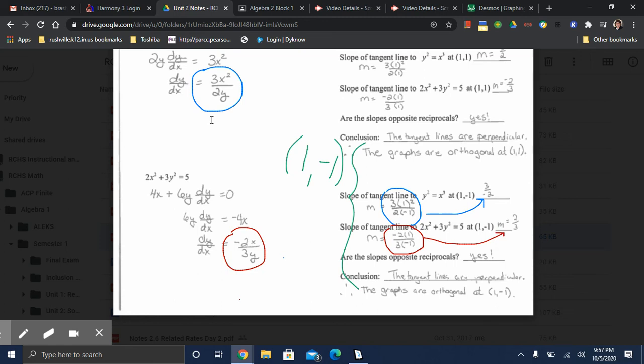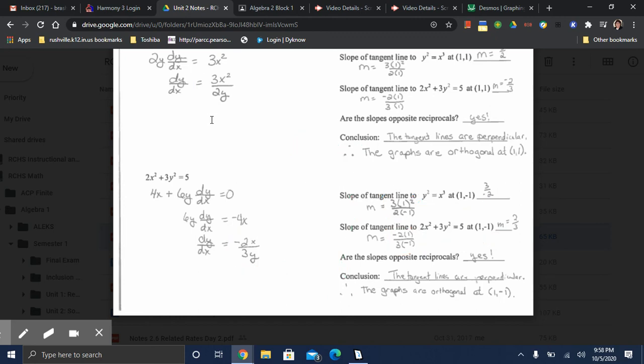So are those opposite reciprocals? Yes. Negative 3/2 and positive 2/3 are. And so therefore the tangent lines are perpendicular and the graphs are orthogonal at 1, negative 1. So the concept is much, much harder than the actual work. You just need to find their derivatives and then substitute in those points of intersection. So be sure that you use a graphing calculator.